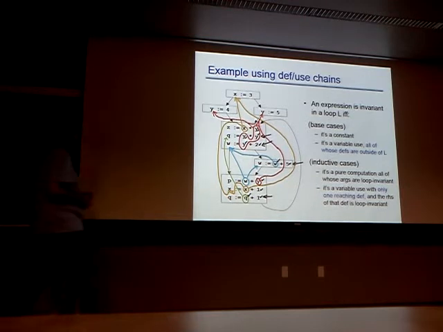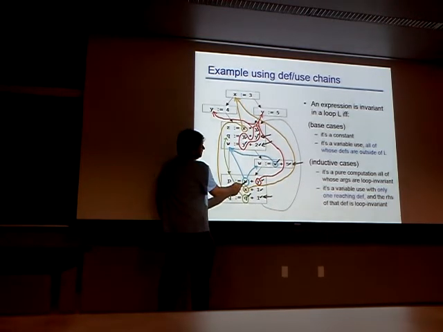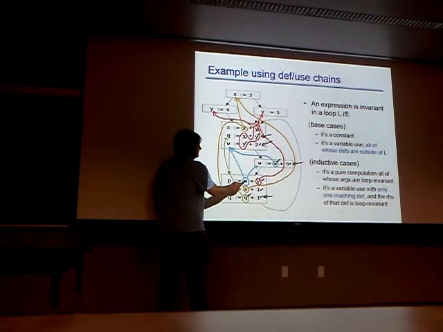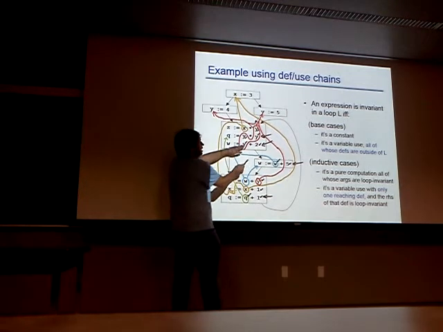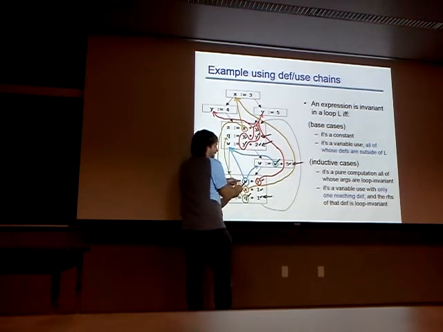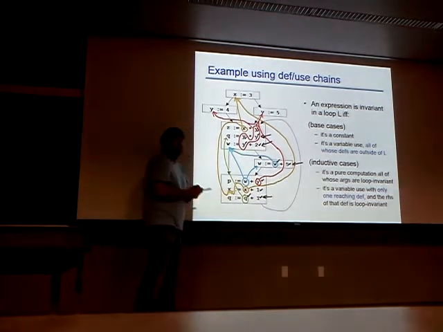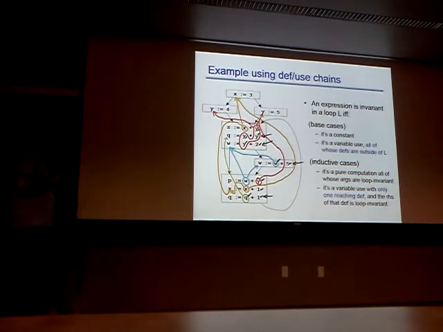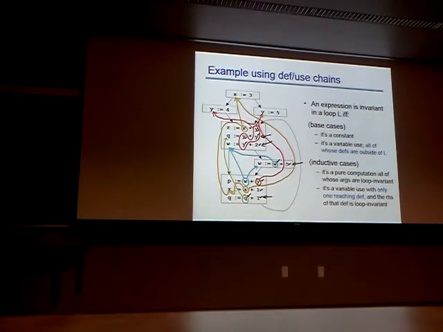Notice how we don't label this W as loop invariant because it has two reaching definitions. And even though both reaching definitions are loop invariant on the right-hand side, this W itself is not loop invariant because we don't know which one we're getting. Each time we're on a loop, we may be getting a different one. And that's it. If you try to apply these rules more, we can't apply them anymore.